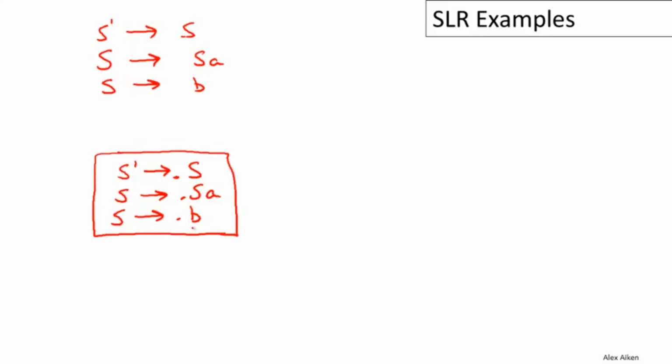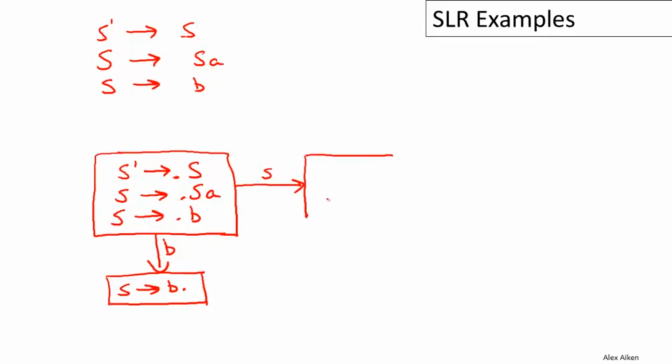So let's think about what happens if we see a B. If we see a B on the stack, then the only item that's going to be in that state is S goes to B dot. Okay, so it would be fine to see a B, and this would be the only item that was valid for the stack contents. Now another possibility is that we'll see an S. If we see an S on the stack, what will happen? Well, we're going to go to a state that has two items.